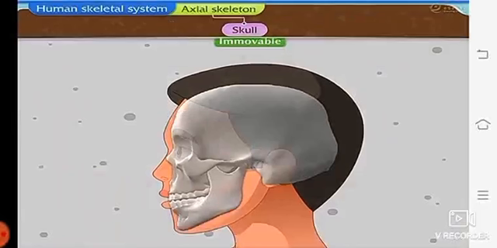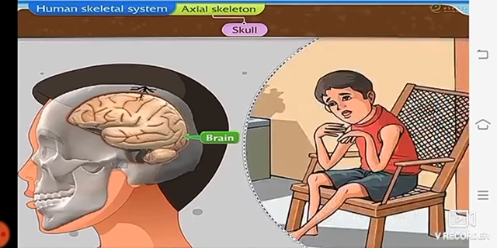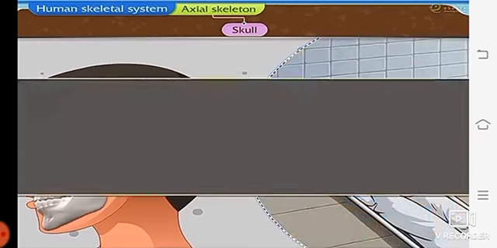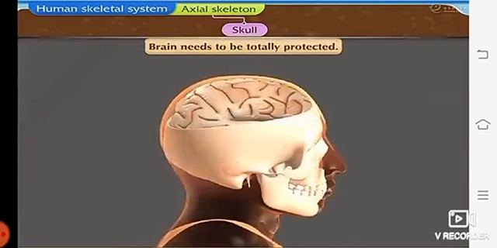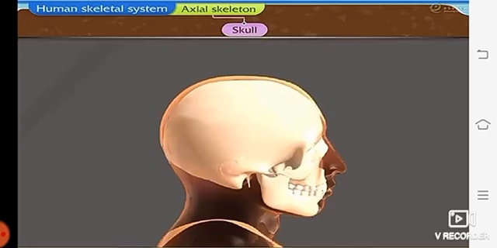So now, can you answer one question? Which organ of our body does the skull protect? Correct. The skull protects the brain. Injury to the brain can leave one disabled for life. It can even cause death. Hence, the brain needs to be totally protected. For this, the skull forms a casing around the brain, which protects it from any injury.